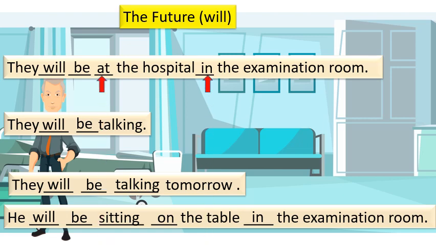There's the answer. What's the question? Where will they be? There's the answer. They will. What's the question? Who will be talking? On the table in the examination room. What's the question? Where will he be sitting?